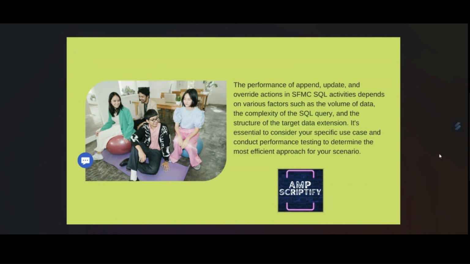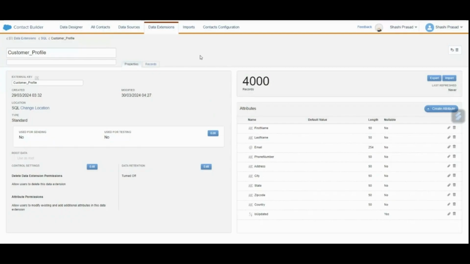So let us now directly jump into our Salesforce Marketing Cloud instance and see this in action. This is my Salesforce Marketing Cloud instance, and here I have a data extension called Customer Profile, which currently has 4,000 records. In this data extension, we don't have any primary key, and let us assume this Customer Profile data extension's records are added from different external sources.